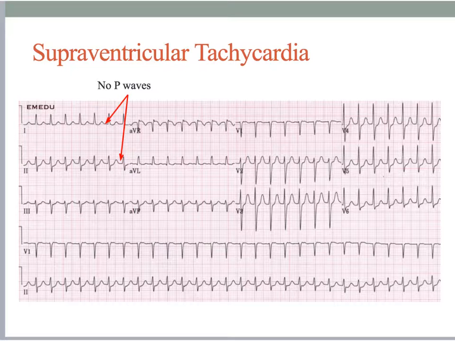This EKG shows an example of supraventricular tachycardia. As mentioned, the first thing to look for is P waves. In this example EKG, you can see that there are no P waves. Thus, this is an example of supraventricular tachycardia with a reentrant pathway.